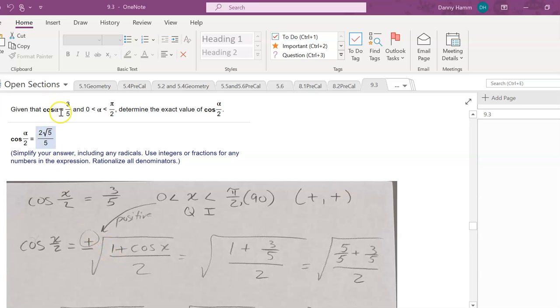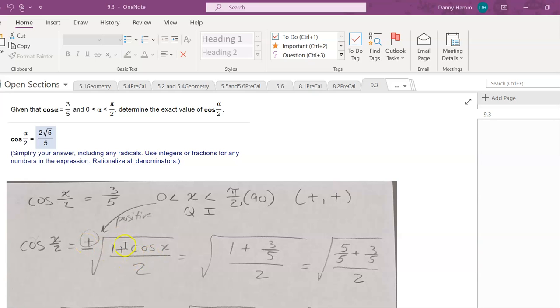Here it has alpha being used. I use x. And so we're using the same type of situation here. Here we're given this is 3/5, and we're told that we're in quadrant 1. It's between 0 and pi over 2, or 90 degrees. So it's quadrant 1. So my x and my y are positive. So that's why I know that this is positive.